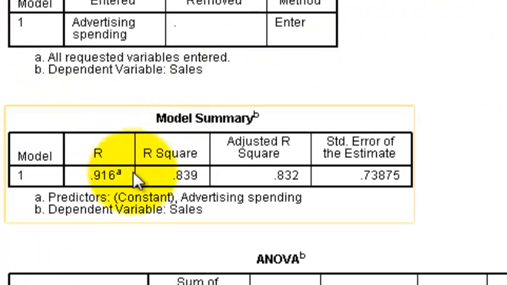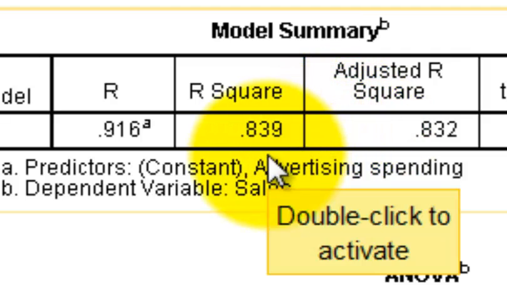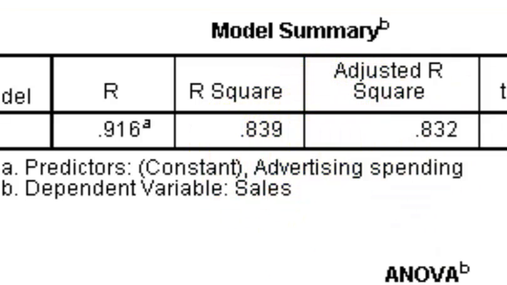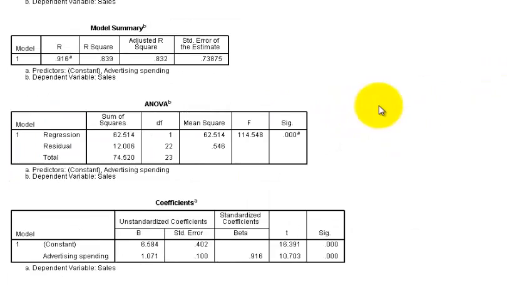Here is your money box, your R squared box. That is very high. So in other words, about 84% of the variance in sales can be explained by how much was spent on advertising. So this is a very, very strong model.